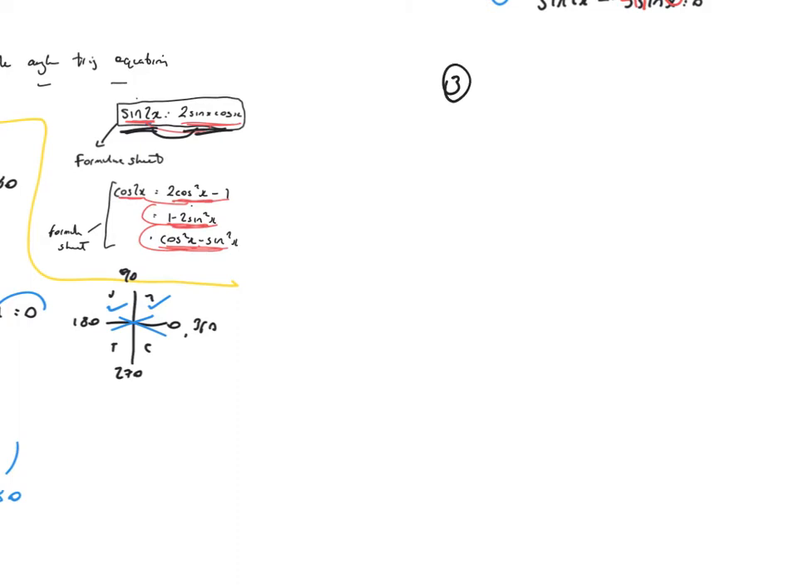Okay, example 3. This time I've got cos 2x plus cos x is equal to 0. I've got another double angle trig equation, which means that I'm going to use one of my substitutions. I'm not going to look at the formula sin 2x equals 2 sin x cos x, because I don't have sin 2x, I've got cos 2x. So I should drift over here to these three: cos 2x equals 2 cos squared x minus 1.